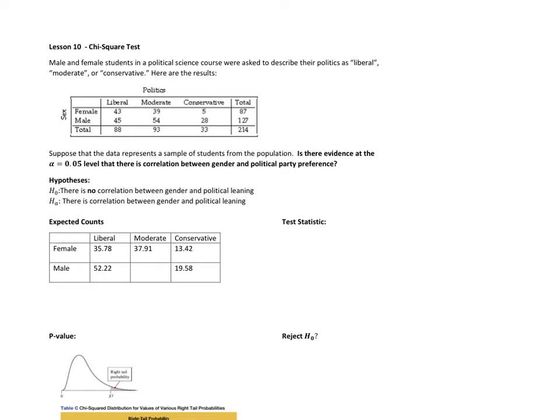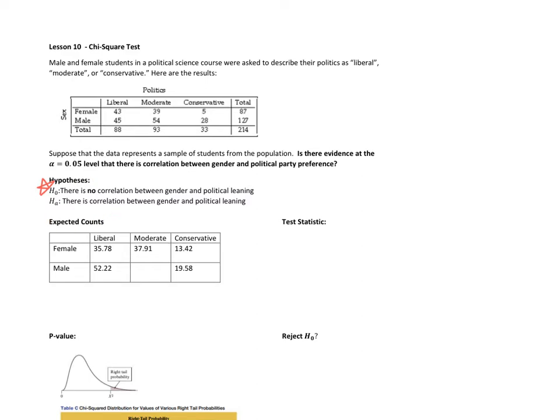Okay, so to test the claim, we first want to begin by assuming the null hypothesis is correct, is true, and we're going to see if we can find evidence against that. So we're going to start off by believing there is no correlation between gender and political leaning, and we want to compute what should be the expected count? How many people should we expect in each of these 6 categories if the null hypothesis is true?